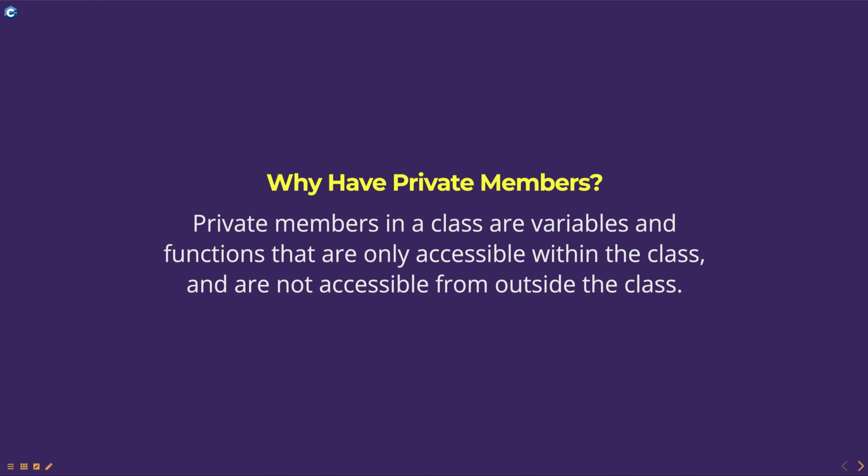In summary, using private members in a class provides a mechanism for encapsulation and abstraction, helping to protect the internal state of an object and allowing for more robust and maintainable code.